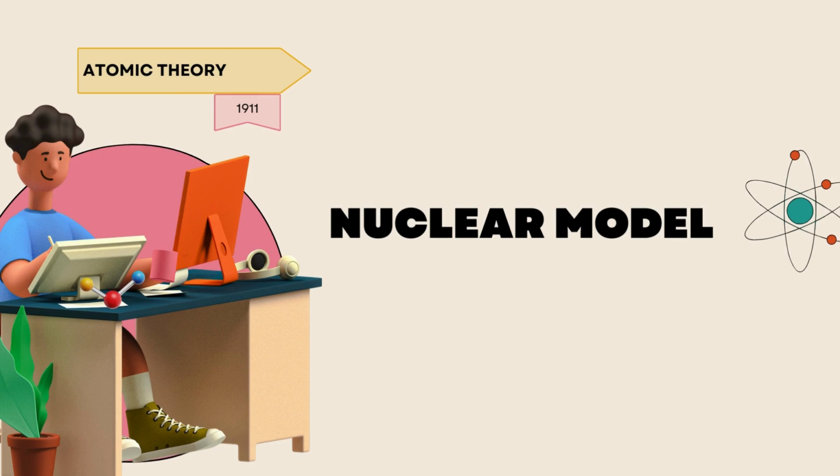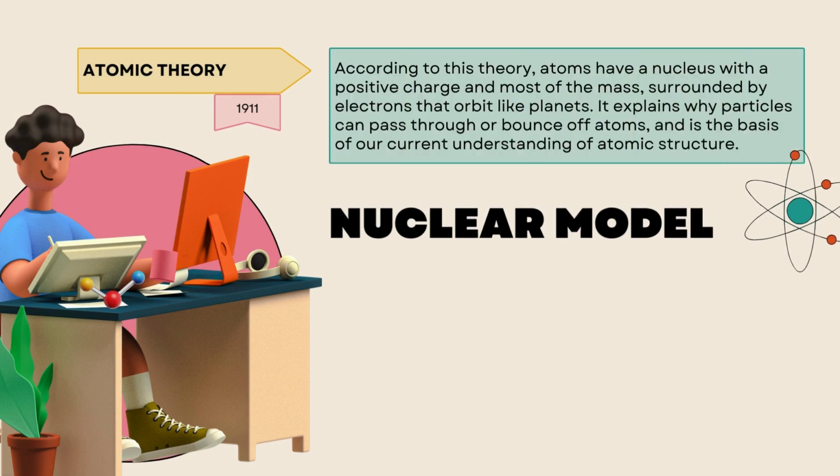This is the third atomic theory, which was given in 1911. According to this theory, a nucleus with a positive charge and most of the mass is surrounded by electrons that orbit like planets. It explains why particles can pass through or bounce off the atom, and is the basis of our current understanding of atomic structure. As you see in the diagram, the nucleus is present in the center.